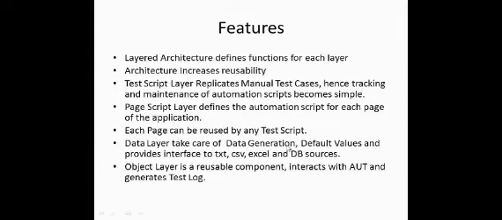Data layer takes care of data generation, default value setting, and provides interface to text, CSV, XLDB sources. Object layer is a reusable component, interacts with the AUT and generates a test log. We are going to see the test log structure.